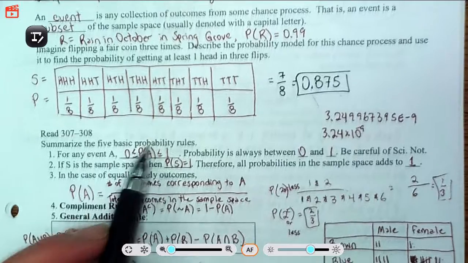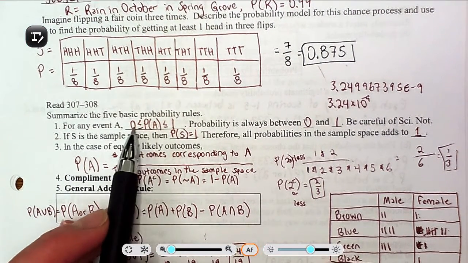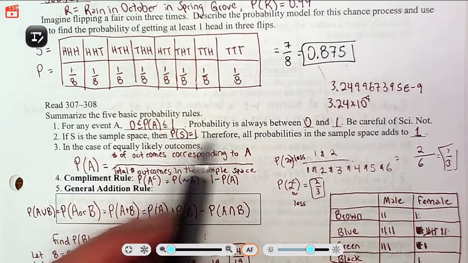Summarize the 5 basic probability rules. Any event A, the probability of A is somewhere between 0 and 1, inclusive, meaning it can be 0, it can be 1, or it can be anything in between.